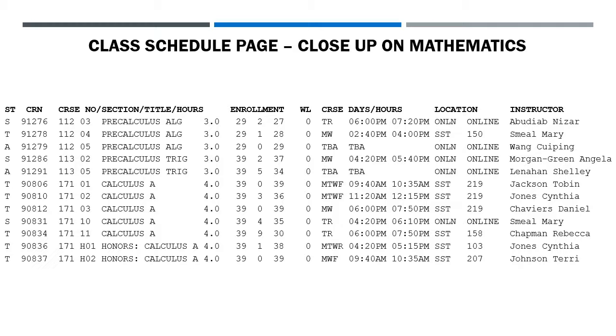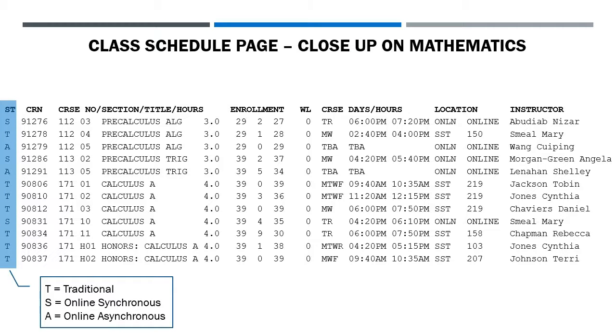Now let's look at a math course page in a little more detail. Now this is just a selection of math courses. The far left column designates the modality. T for traditional, on-campus classes. S for synchronous online. Students must be online at specific times. And A is for asynchronous online, where there is no specific class meeting time.